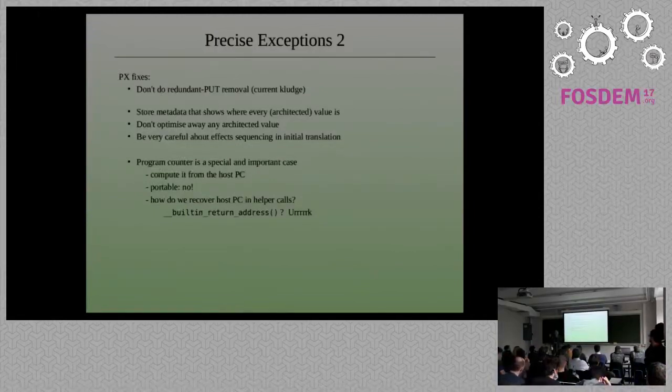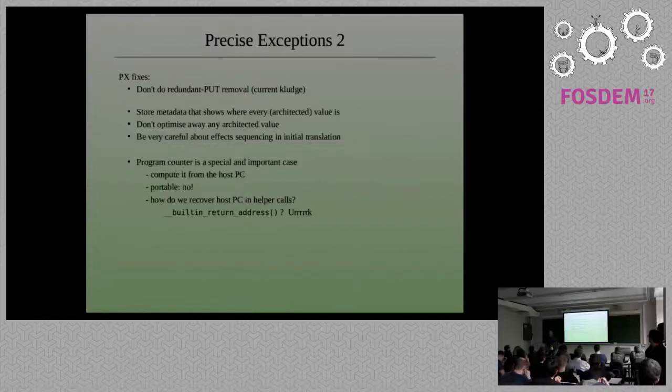We also need to be very careful about sequencing effects when you translate into the intermediate representation. So if we have an instruction which is going to read from memory and update a register, then we need to put the read from memory first and the register update IR second, because we don't want to update the register first and then have the load memory operation failing, because then we can't back out. So you have to be very careful about this.